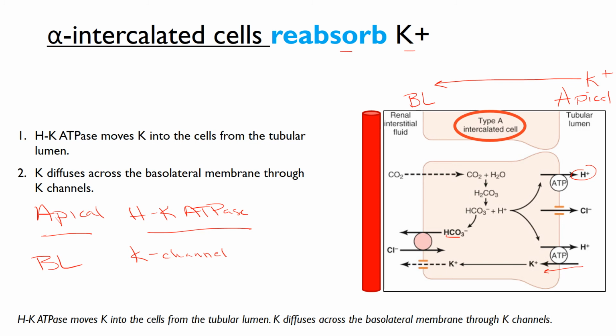So essentially, it's just reversed. Here, if we have potassium and we need to reabsorb it, it moves into the cell, crosses the cell, and then leaves the basolateral membrane via potassium channels and gets back in the blood again.